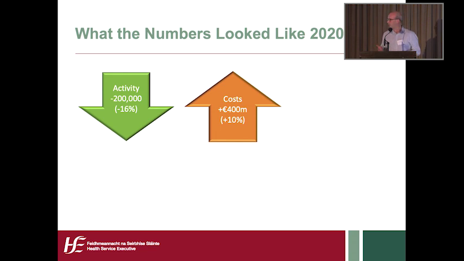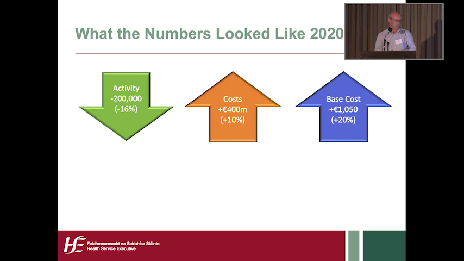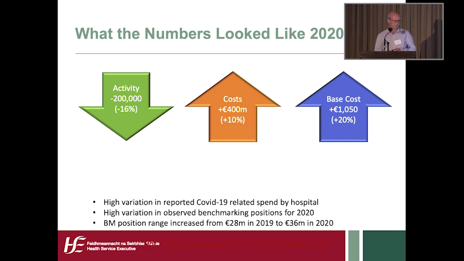I think Mary mentioned it was 348 were actually COVID costs, and there was just normal year-on-year inflation in that. The upshot of it was a base cost was up €1,050, a 20% increase in base cost year-on-year, which is huge in the context of a usual 4 to 5%.